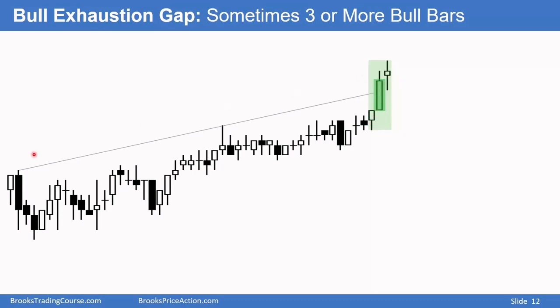For me, I would call this single big bull bar the possible exhaustion gap bar, but the breakout itself is 3 bars. These 2 bull bars are not particularly big, and therefore I don't really look at them as part of the exhaustive move. They're part of the final breakout, and within that final breakout, there's a big bar. This is the bar that I'm looking at as a possible exhaustion gap.